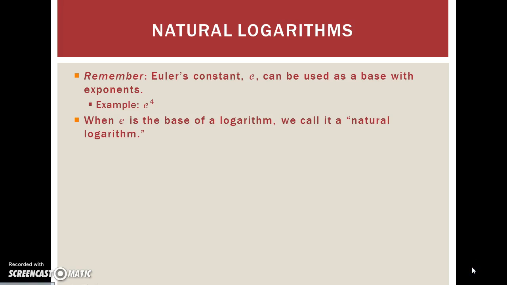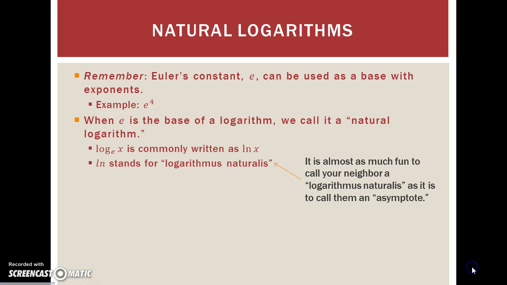When e is the base of a logarithm, we call it a natural logarithm. Log base e of x is commonly written as ln x. Notice the e does not appear. Ln stands for Logarithmus Naturalis, the Latin term for natural logarithm, which is why it's ln instead of nl. So if you see ln x, you know that that's the same thing as log base e of x.